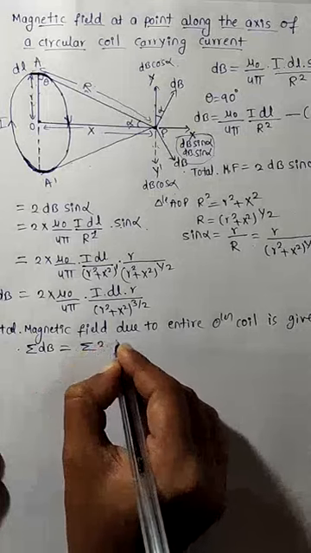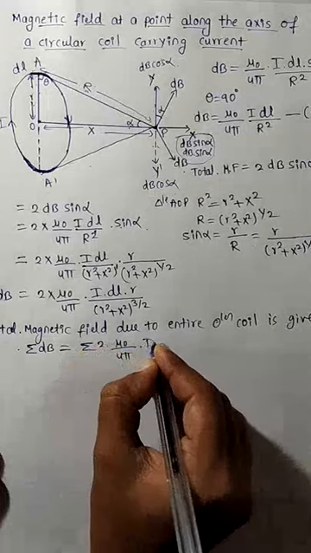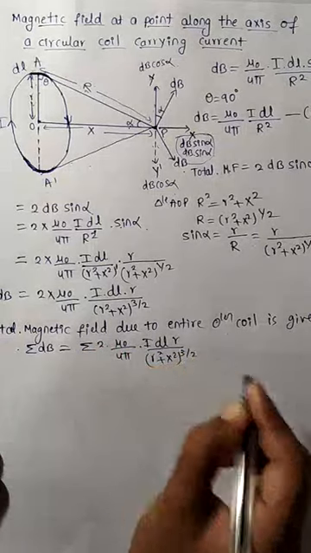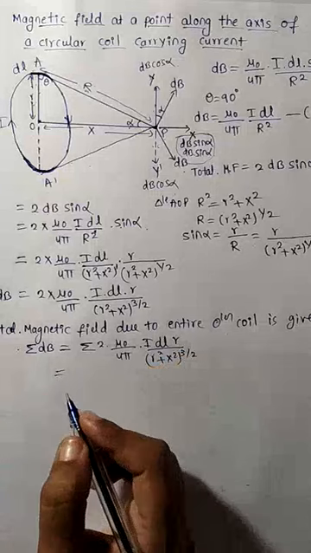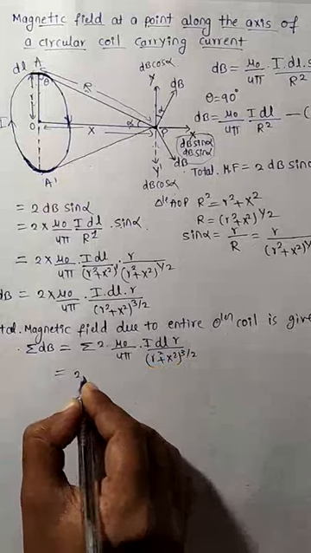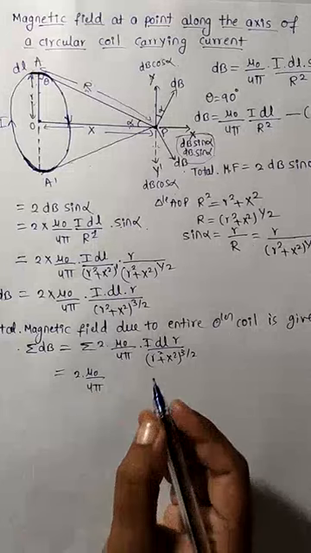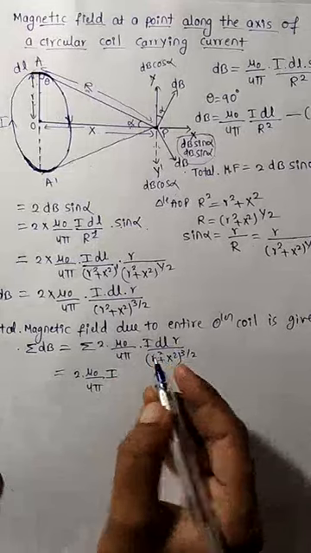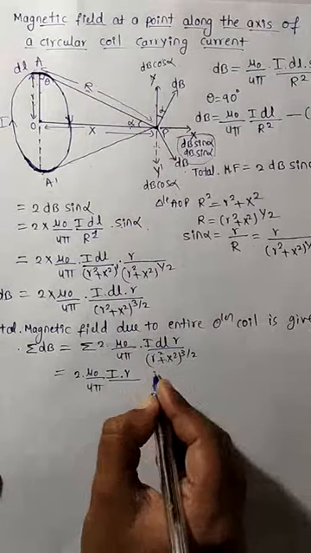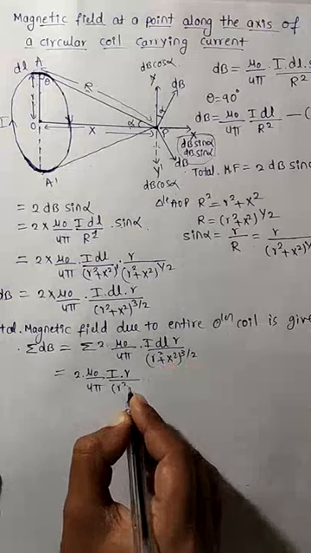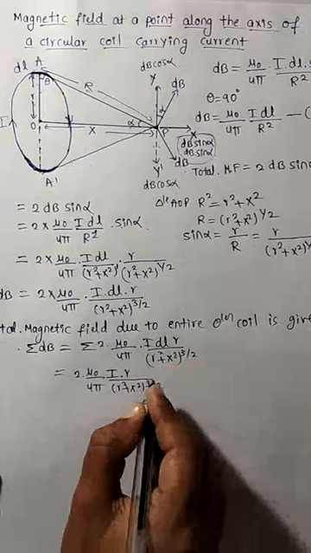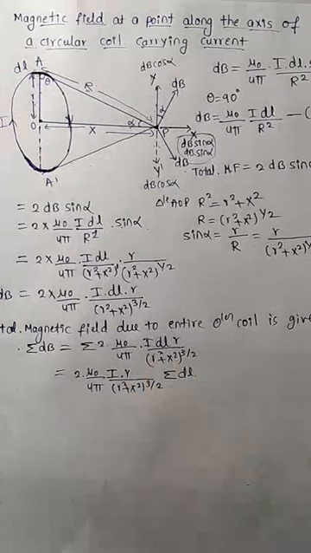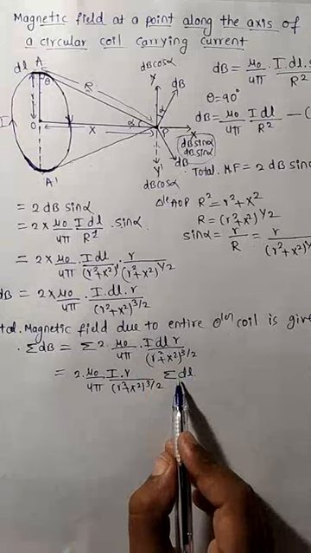So summation of 2 into mu naught upon 4 pi into I dl r divided by (r square plus x square) raised to 3 by 2. Now the constant quantities I will take outside. So taking outside, what we will get? 2 into mu naught upon 4 pi. I is current, the same current you are flowing, so that is a constant, into r, the radius of the coil, which is also constant, and this value is also constant, that is (r square plus x square) raised to 3 by 2. Means summation of what we should take? We should take the dl value. dl is nothing but the length of the current element. So this one we should find.